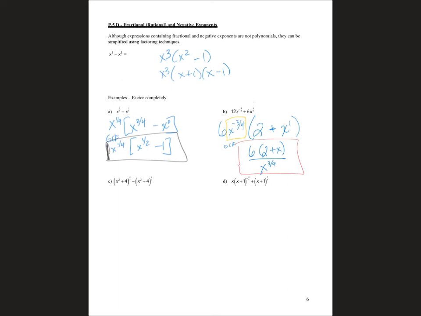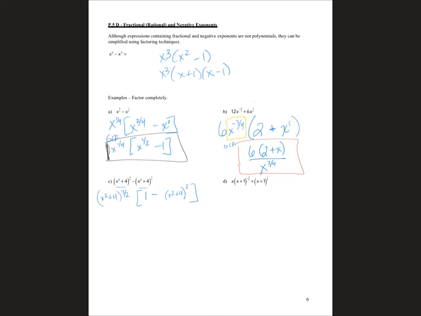Now, they get a little bit more fun. I'm looking at each of these, and I see that they each have an x squared plus 4. But what is the exponent? The smaller of those two is 3/2. So that's going to leave me with 1 minus (x squared plus 4) to the 2nd power.